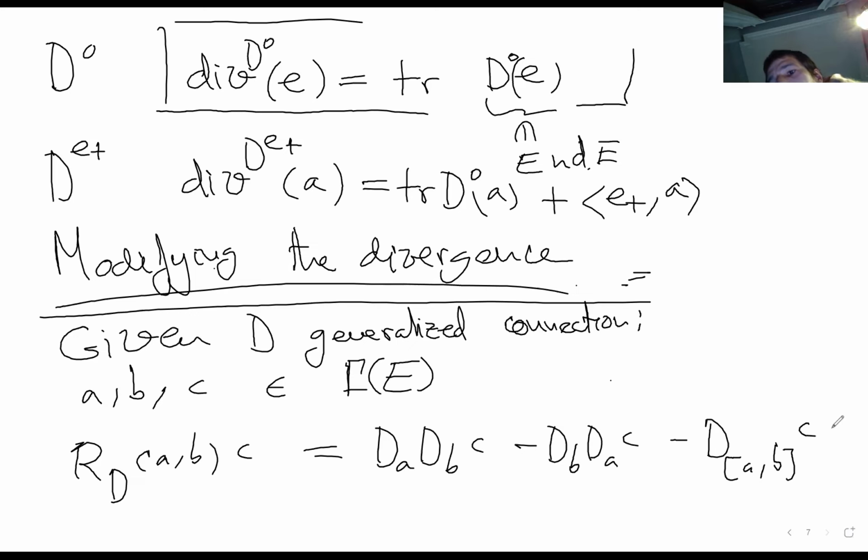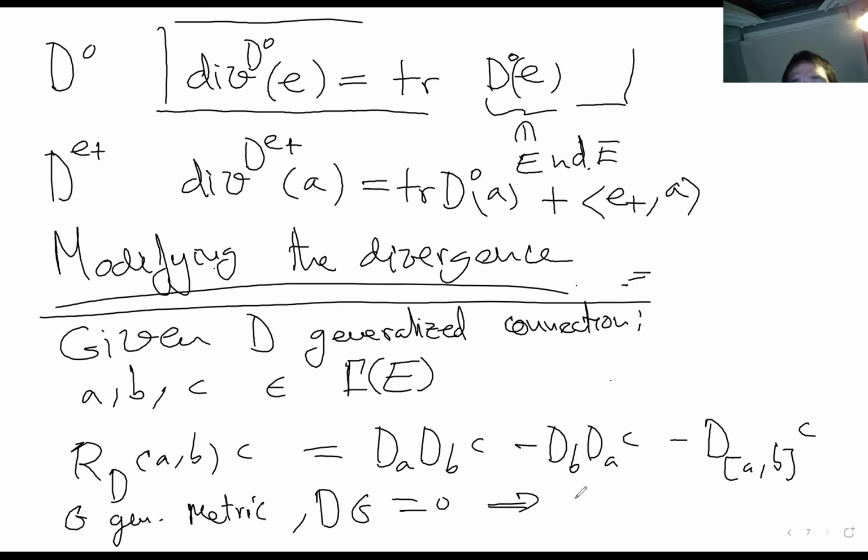But something nice happens if I pick up now a generalized metric G, and I consider a D which is G compatible. Then restricting this formula to B plus and B minus gives you a tensorial quantity. Then restriction to B plus minus is tensorial, I mean, in each component.